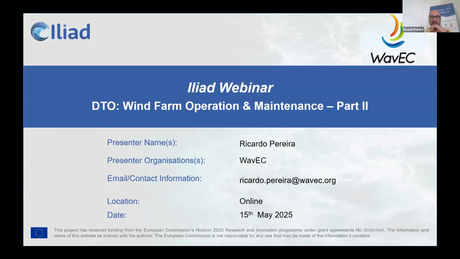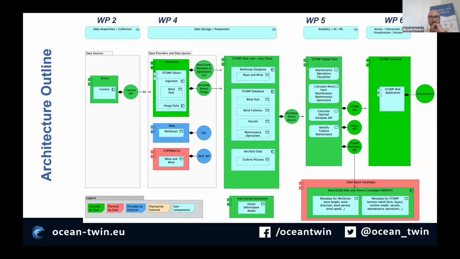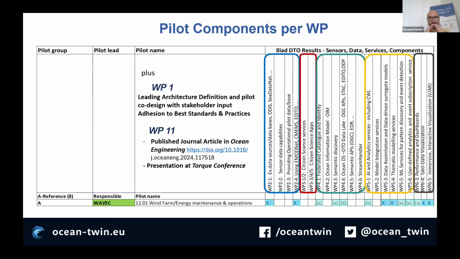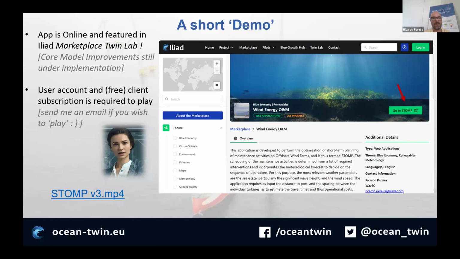So, quickly moving to the second part, I had something about the components in terms of the work package of Iliad, but I guess this is not really relevant for this audience, so I will just skip it. I'll just leave it a couple of seconds in case somebody's curious to look at the architecture of our pilot. Maybe more interesting is this part, to tell you that the app is online and it's featured on the Iliad marketplace. And you can select it by going to the blue economy tab and then just press this green thing and then you go to STOMP.